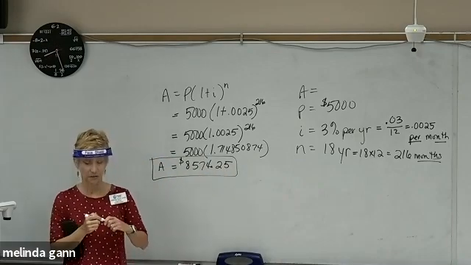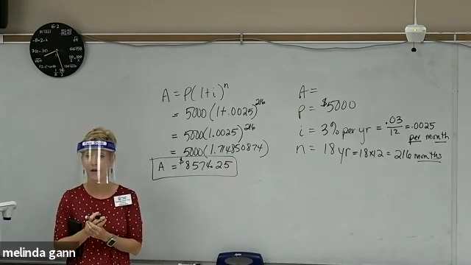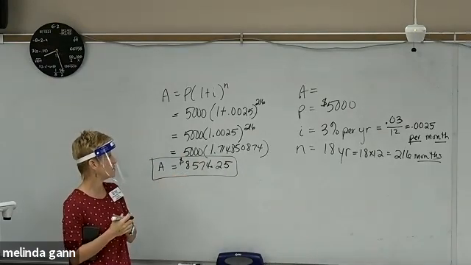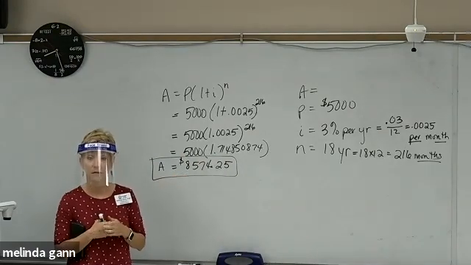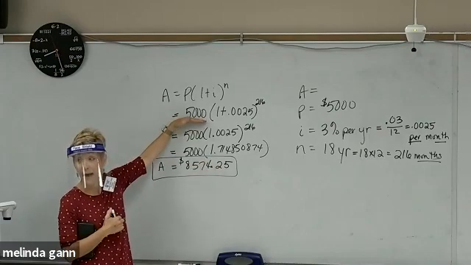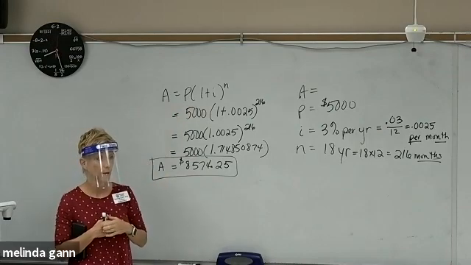Now, I didn't ask you this, but what if I did? How much interest did you earn on that account? $3,574. All right, Brock, where'd you get $3,574.25? You just subtracted from 5,000. Yeah, he just said that was the end amount and 5,000 was the beginning amount, and the difference in the two would be the interest. Okay?